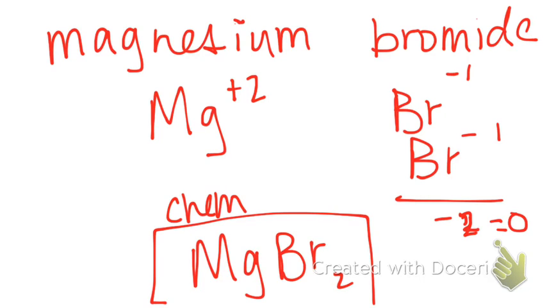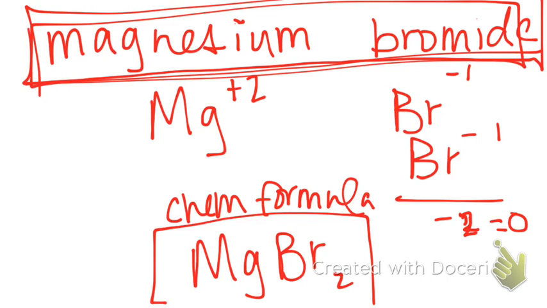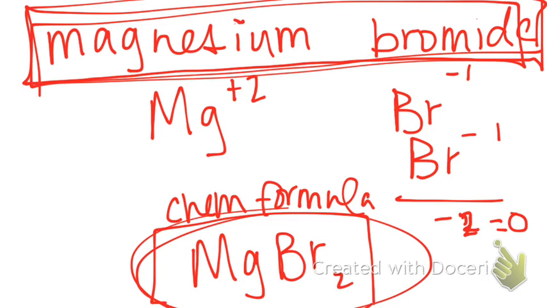This is the chemical formula. And then the written name for this is actually just magnesium bromide. You just list cation, then anion. That's it. Okay? So the written name is just magnesium bromide. And the chemical formula is MgBr2.